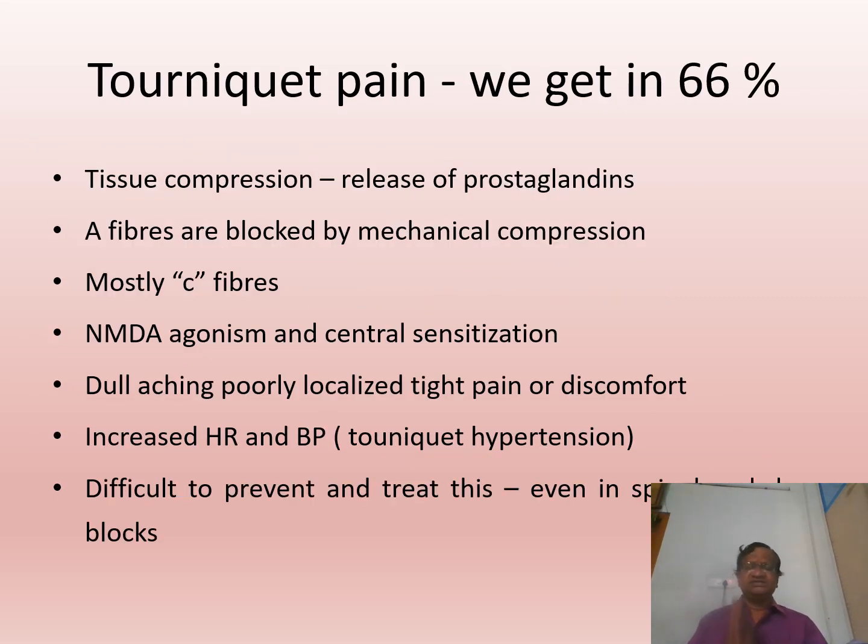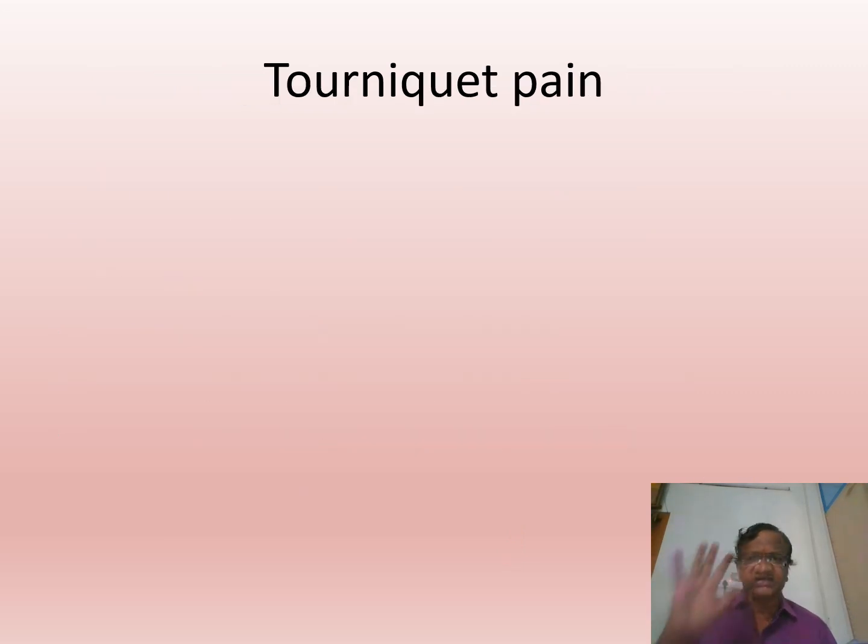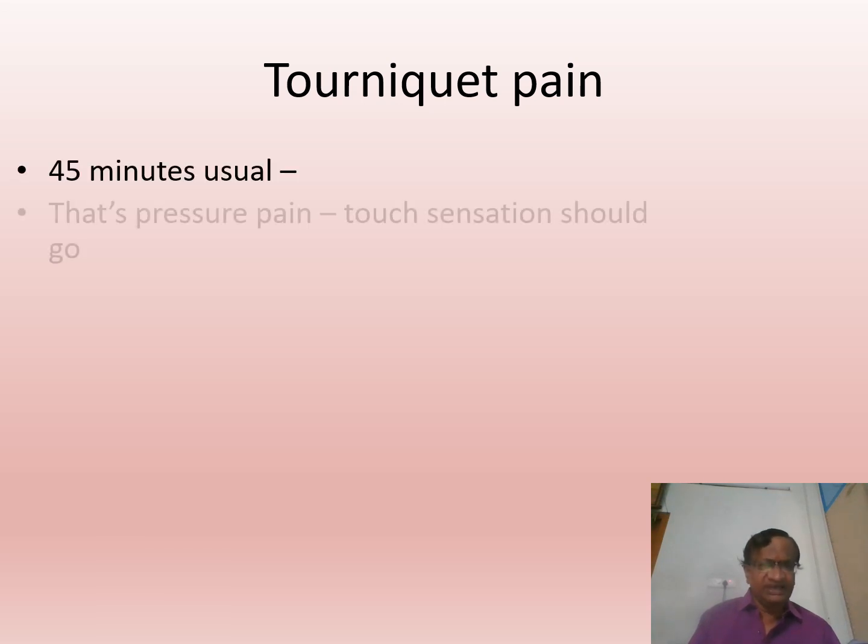Tourniquet pain is 66%. Tissue compression, release of prostaglandins. A fibers are blocked, C fibers. NMDA agonism and central sensitization. Dull aching discomfort. We can see tourniquet hypertension. The best thing is to remove the tourniquet. That's the best treatment for tourniquet pain.